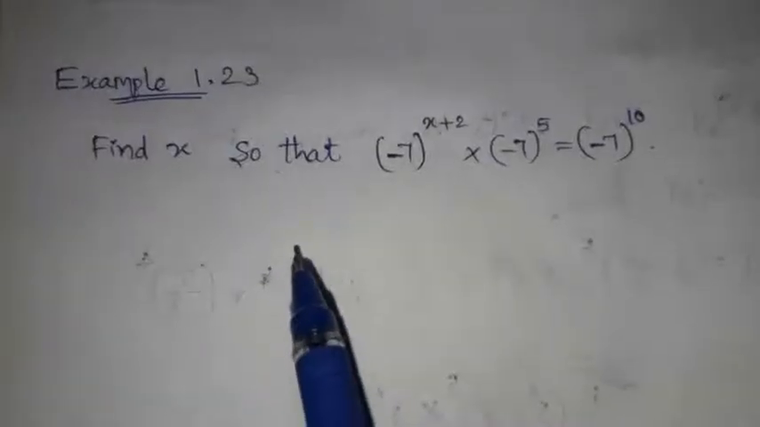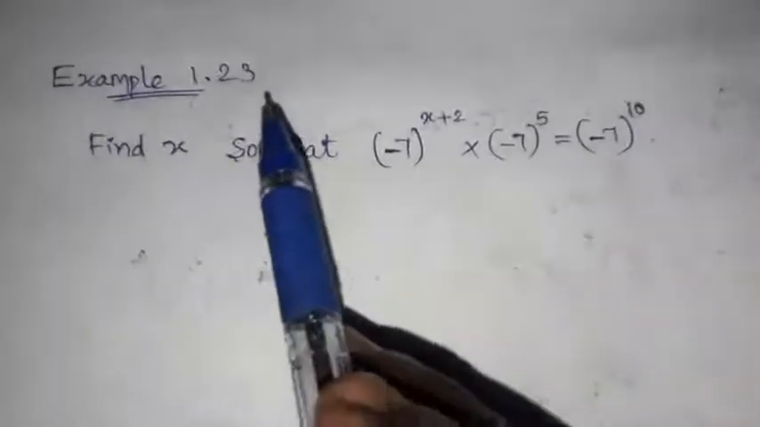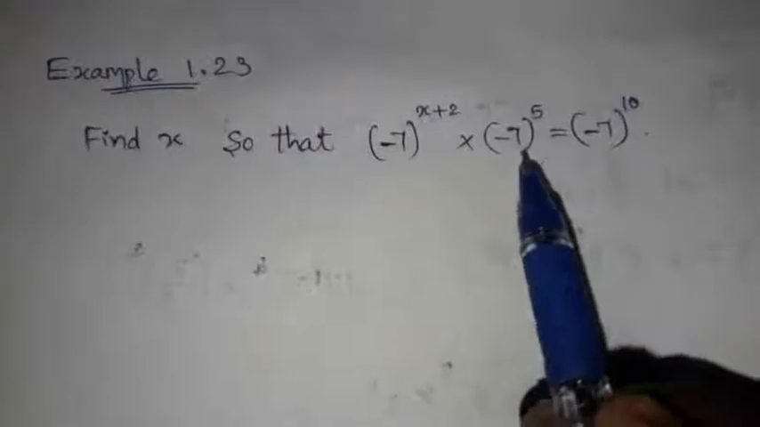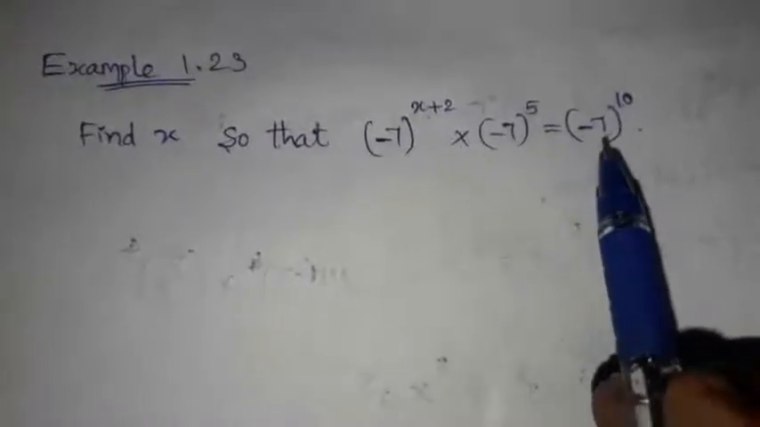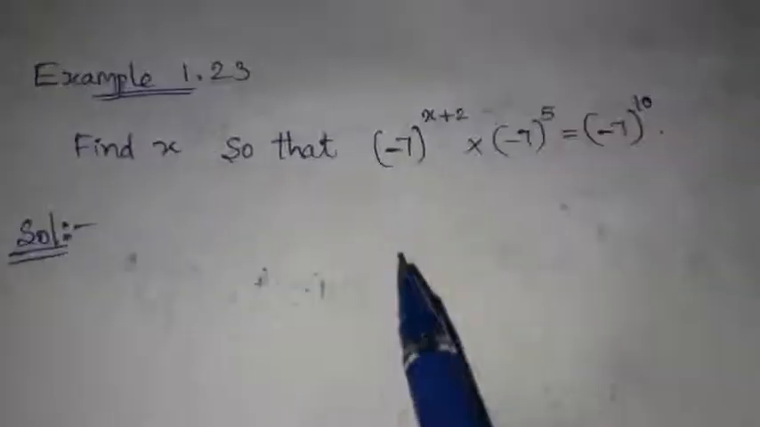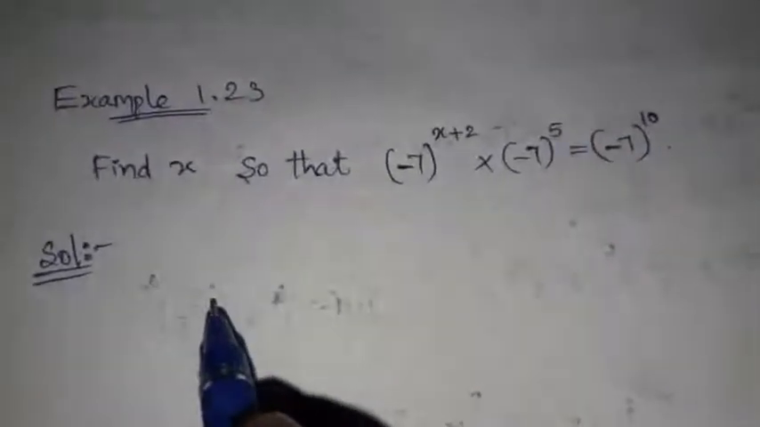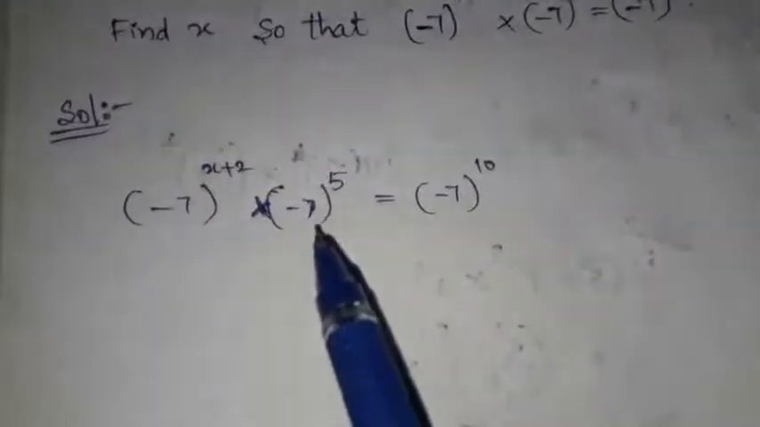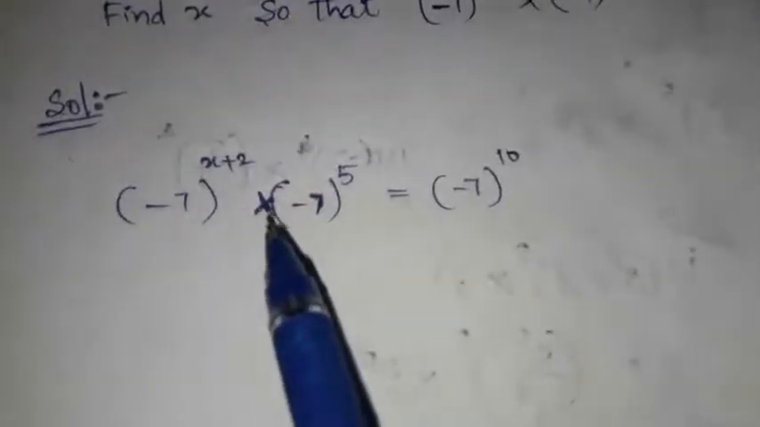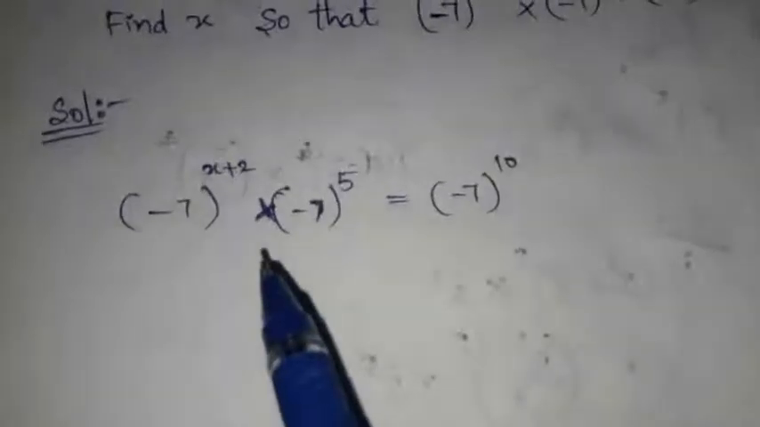Next we are going to see another book example, 1.23. Find x so that minus 7 power x plus 2 into minus 7 power 5 equals minus 7 power 10. Let us see the solution for this question. Write the question first. Look at the two bases. The bases are equal. It is in multiplication. So we are going to use the product law here.